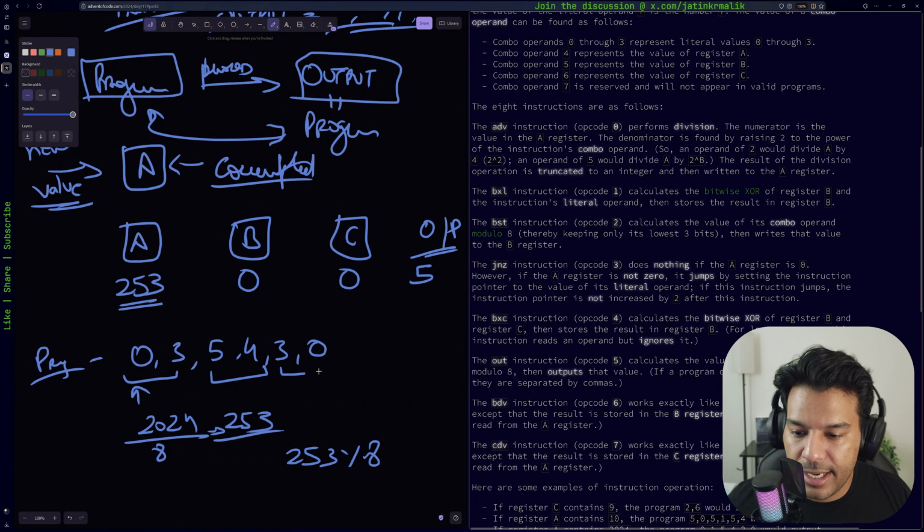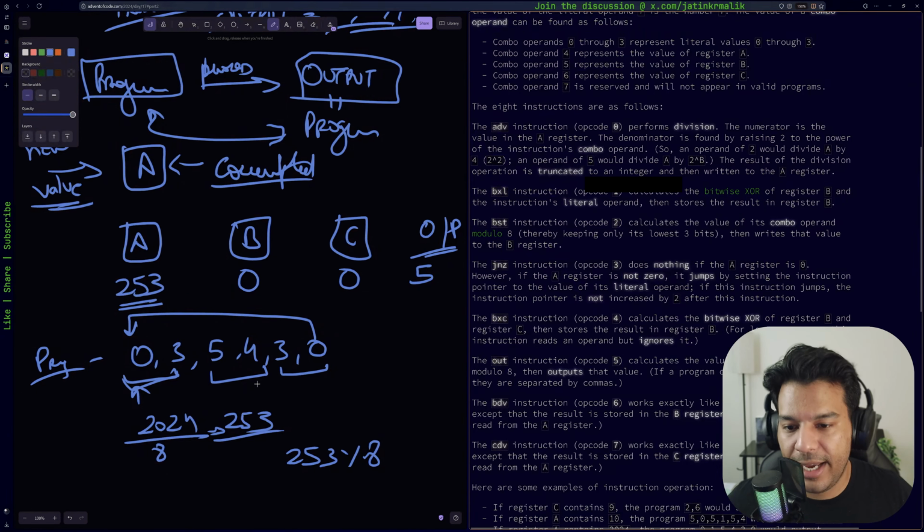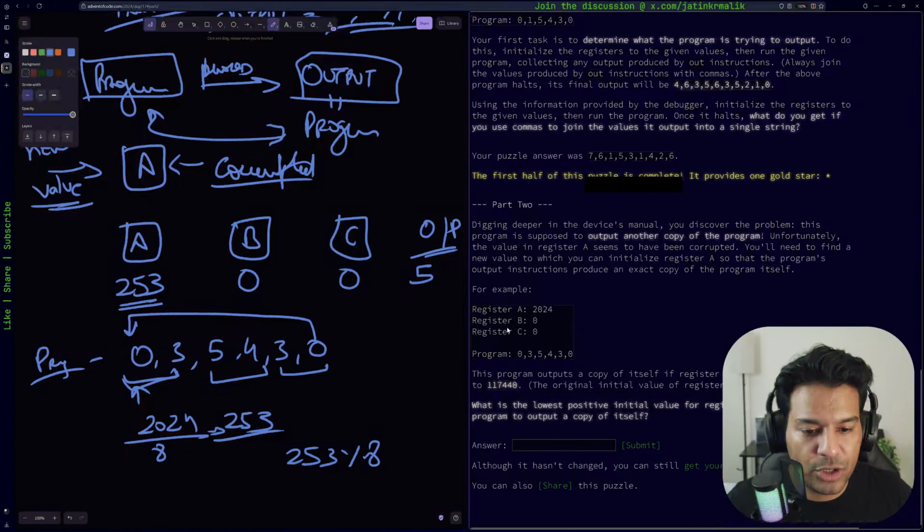And reading the last instructions, it says 3, 0. The 3 opcode is this instruction. It does nothing if the A register is 0, but the A register is not 0. If it is not 0, it jumps by setting the instruction pointer to the value of its literal operand. If this instruction jumps, the instruction pointer is not increased by 2. So it basically asks us to go back to the 0th position, and then I think we start again. So I get the point: it is going to loop a bunch of times.